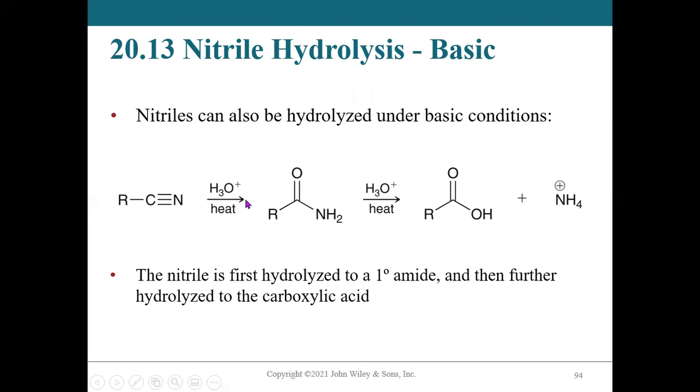So this nitrile under acidic condition produces an amide, and then this amide can be converted into the acid. So the nitrile is first hydrolyzed to a primary amide, then further hydrolyzed to the carboxylic acid.